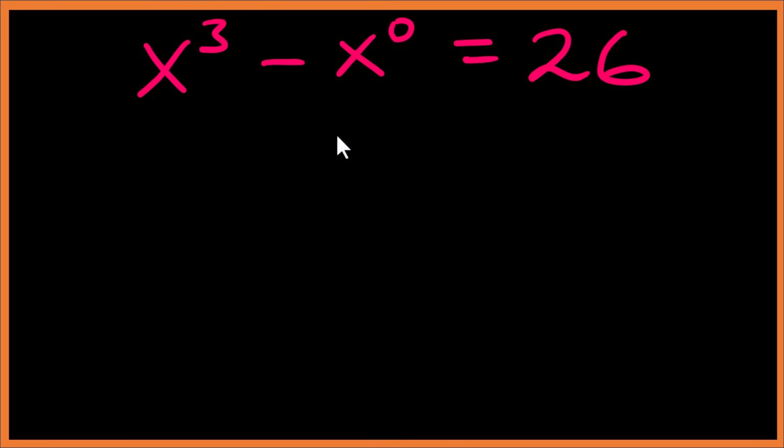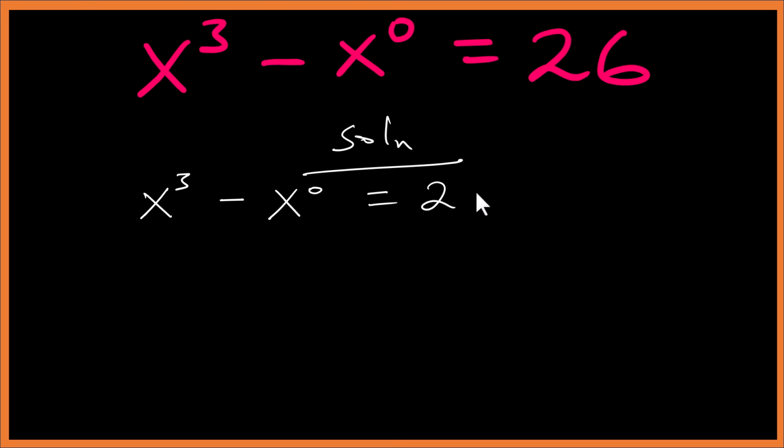We are given x to the power 3 minus x to the power 0 equals 26. Solution: x cubed minus x to the power 0 equals 26. Before we start, any non-zero number to the power 0 is 1. So my next step will be x cubed minus 1 equals 26.